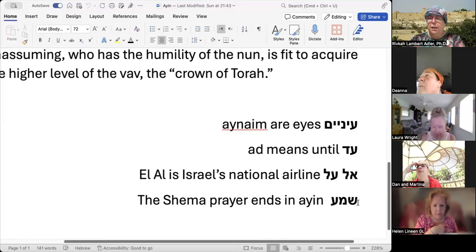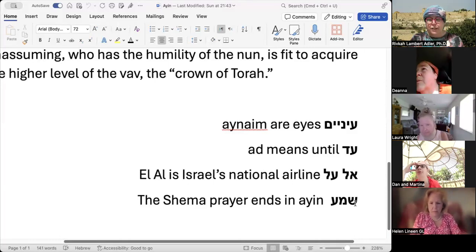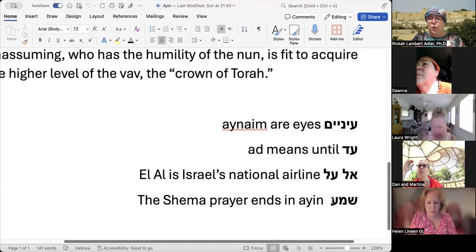Also, this doesn't start with an ayin, but I was looking for another word to give you. This is the word Shema. We have not learned the letter Shin yet, but we've learned Mem and ayin, Shema. And so the ayin is the last letter of the Shema prayer.